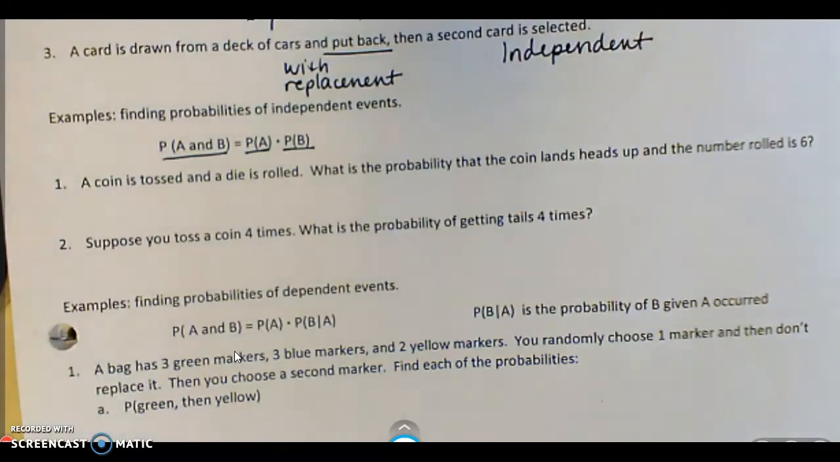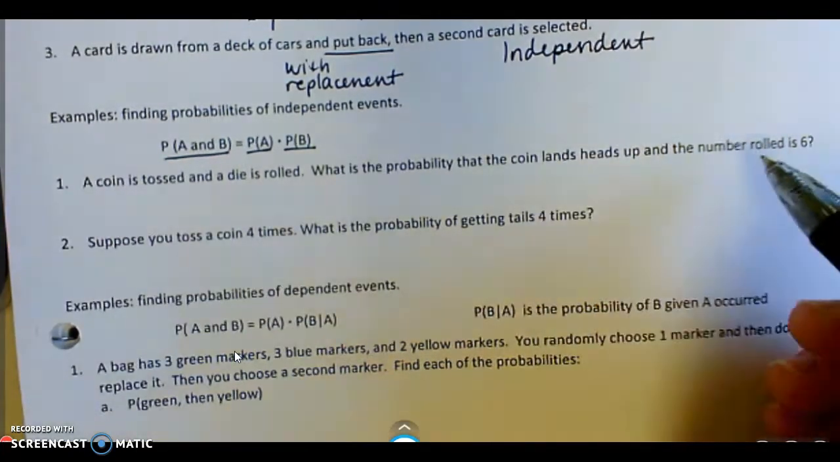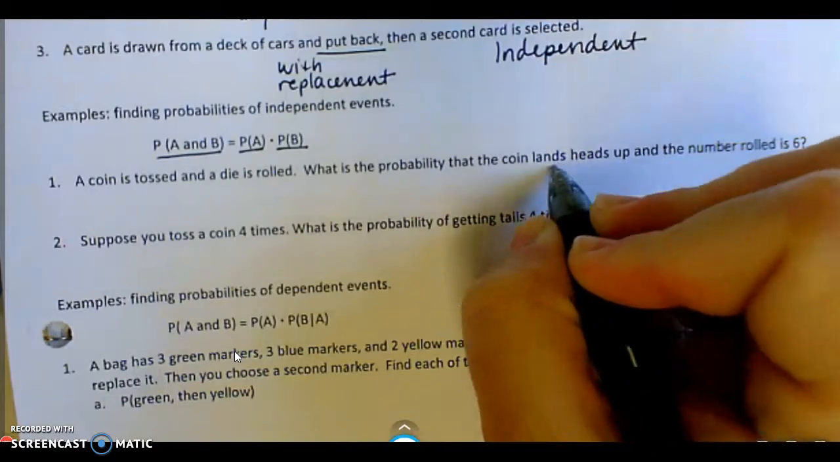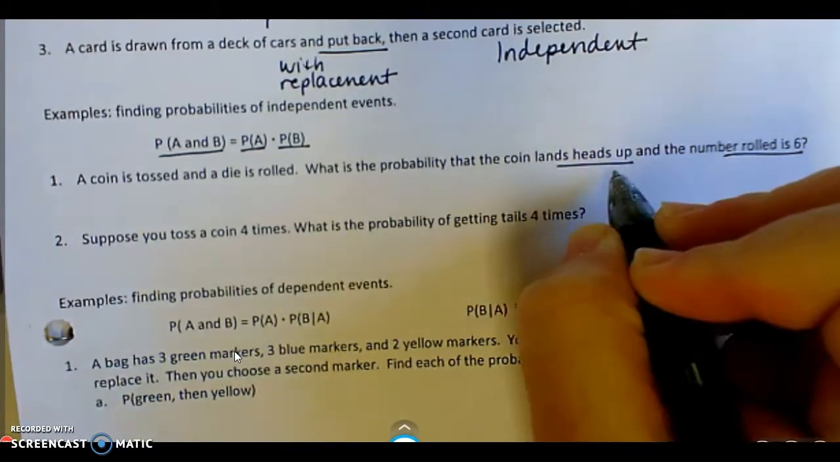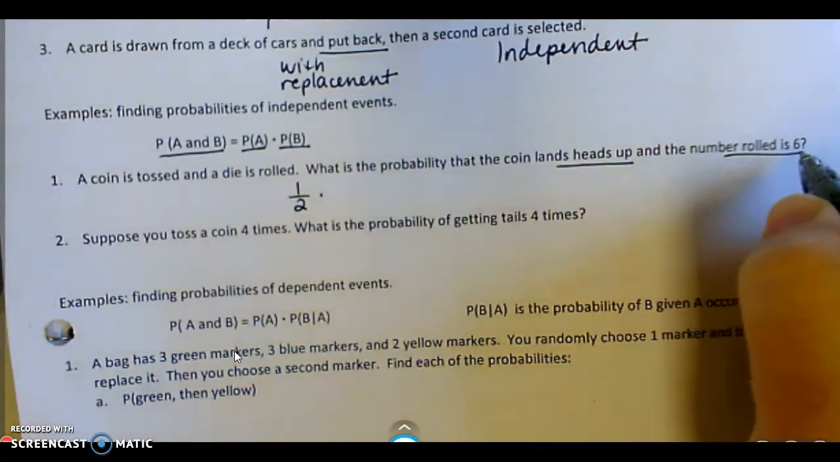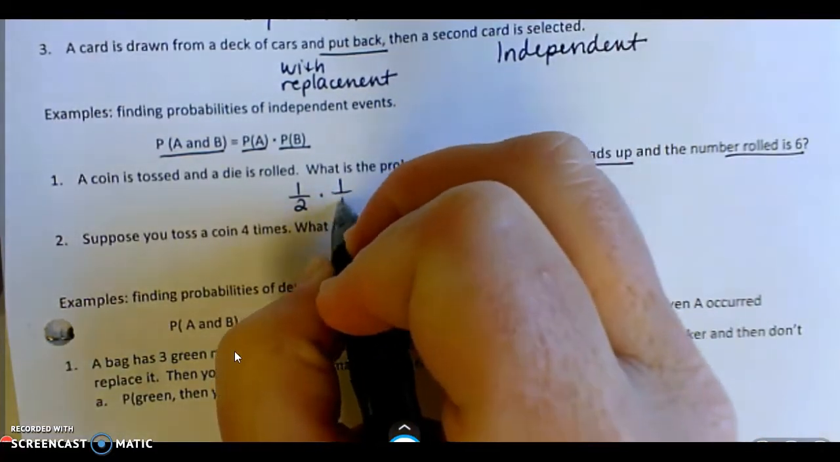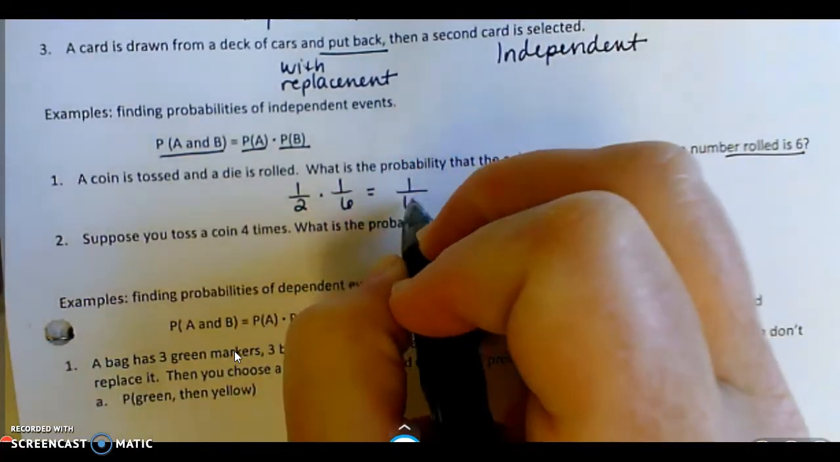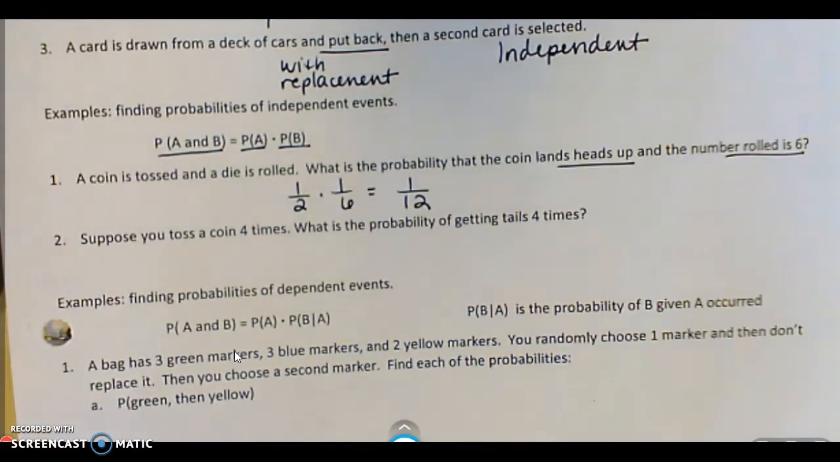So number one says a coin is tossed and a die is rolled. What's the probability that the coin lands heads up and the number rolled is 6? Because the two events have no effect on each other, we just find each probability. The probability of heads up is 1/2. The probability of getting a 6 would be 1/6. Multiply that and you get 1/12, and then that'll be the answer. So you just look at the two events, you multiply it, and you get an answer.